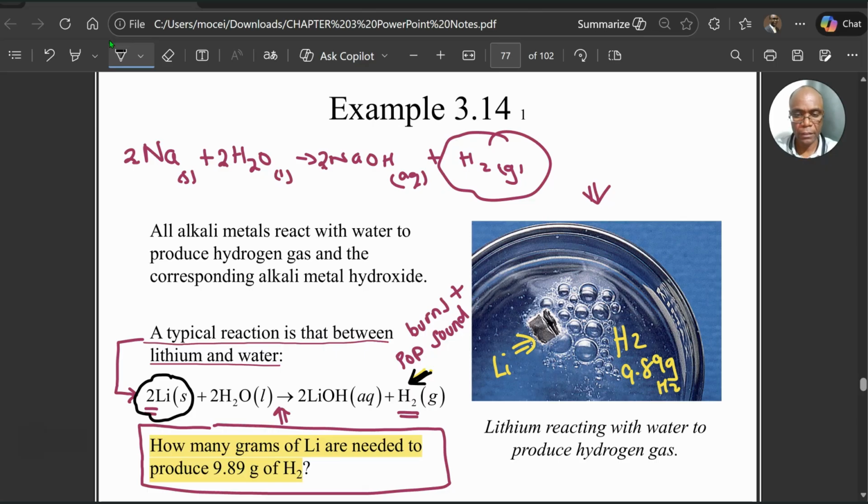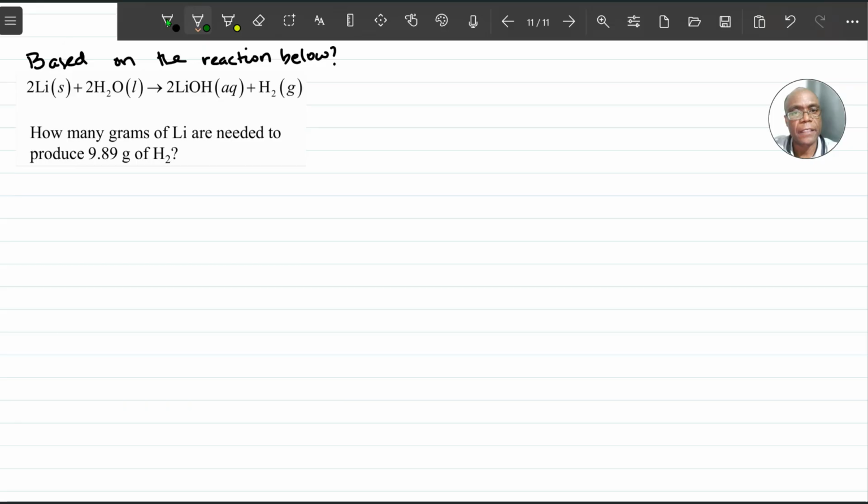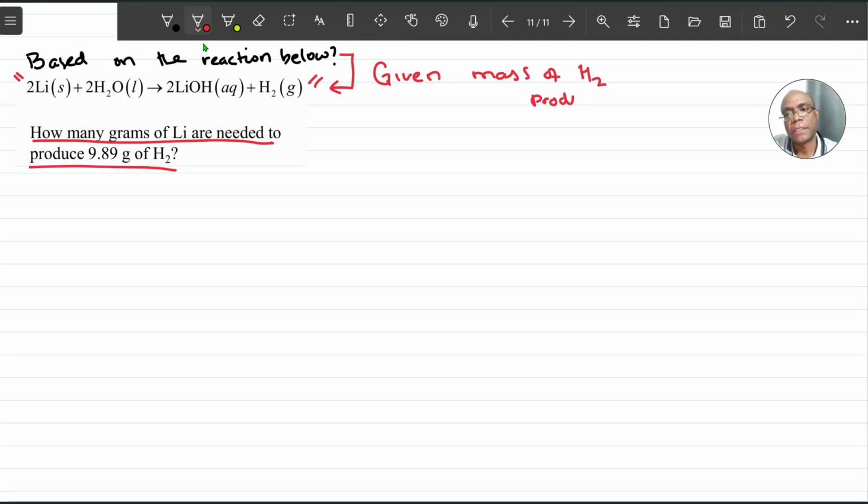Let's follow the process. So the very first thing, again, I insist, is to make sure that our chemical reaction is balanced. We checked, it's balanced. So based on this chemical reaction, how many grams of lithium are needed to produce 9.89 grams of hydrogen gas? Given, we are given the mass of product, which happens to be hydrogen gas, and is given as 9.89 grams of hydrogen gas. Needed, we need the mass of lithium. What is lithium?